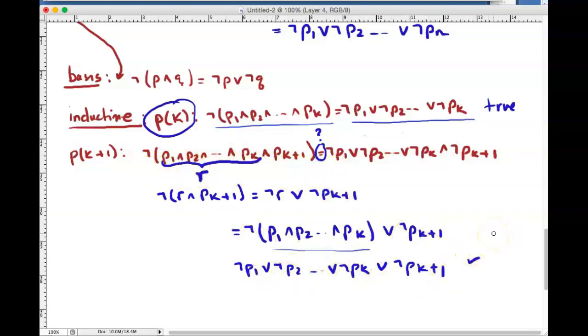This was an example where you can see that induction works with proving laws of logic, or we'll see later on set theory stuff. All right, okay. Let's see, we have one more thing to do in the section.